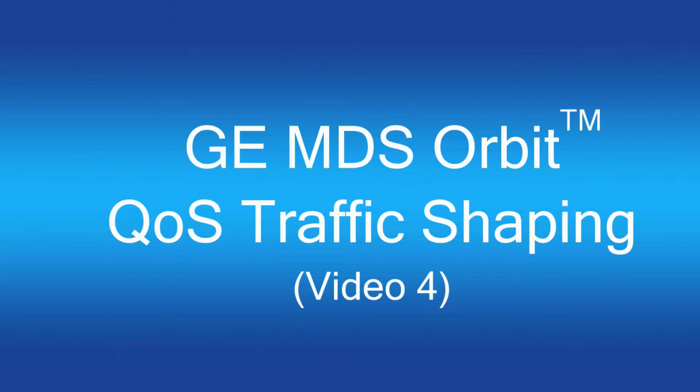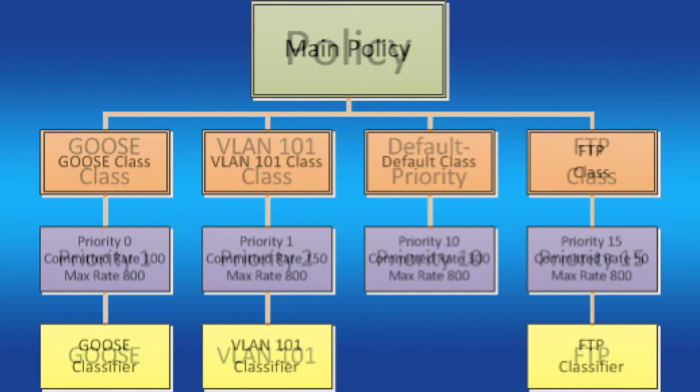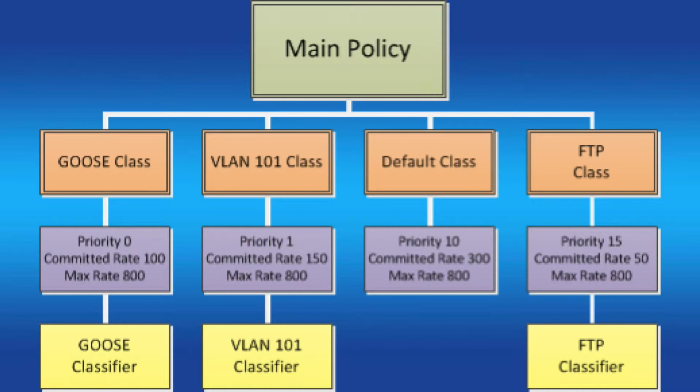In this video, we will be covering the topic of QoS traffic shaping on the GEMDS Orbit platform. This is part 4 of a multi-part QoS video series. If you have not yet watched the previous videos in this series, please do so now. This video will be similar to the previous two videos, but instead of purely prioritizing the traffic, we will be using a mix of prioritization, committed rates, which can be thought of as a minimum rate, and maximum rates.